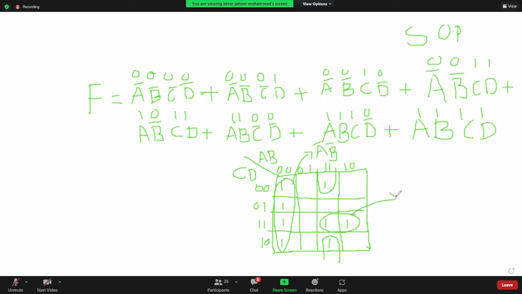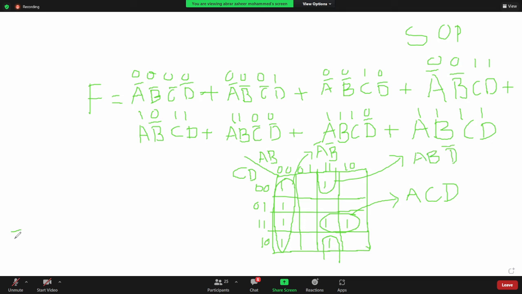Here for these 2 ones, the value of C and D is same. The value of A is 1, 1, and the value of B is changing from 1 to 0. You can write down A C D. And for this opposite grouping, the value of AB is 1 1 and the value of C is changing from 0 to 1, but the value of D is 0. You can write down A B D bar.